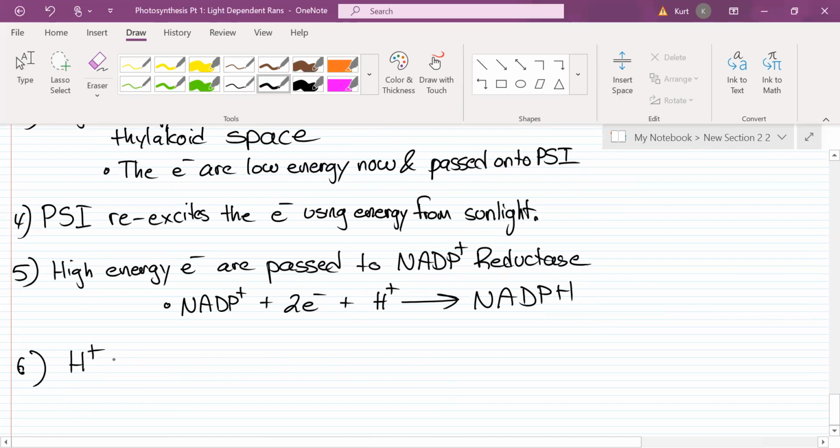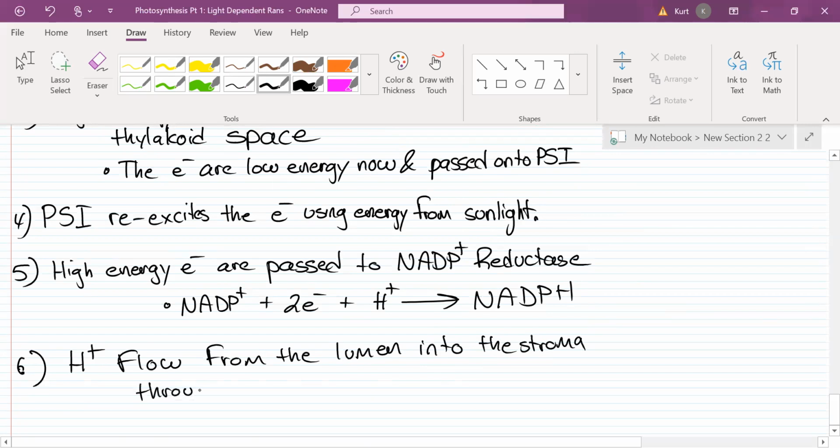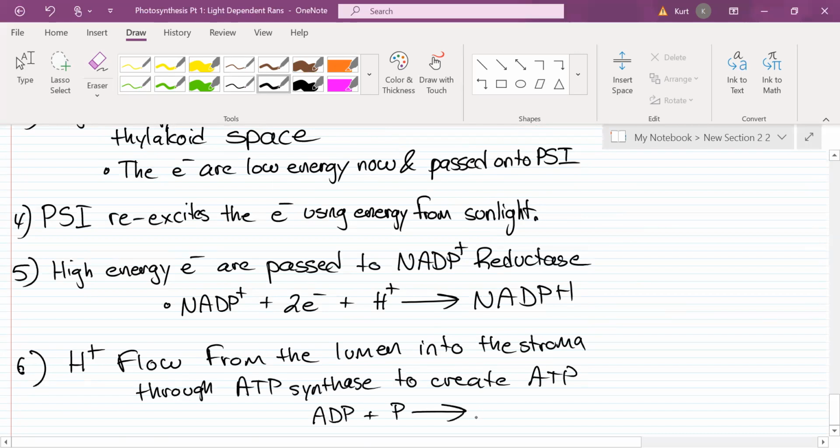Hydrogen ions flow from the lumen into the stroma through ATP synthase to create ATP. When you give ADP enough energy to bind with a third phosphate, it forms ATP, and the energy is in the bonds.